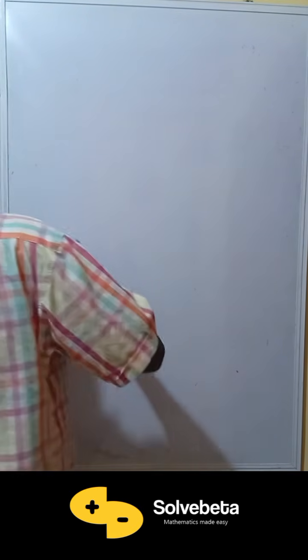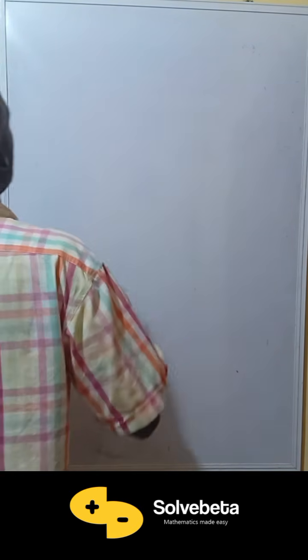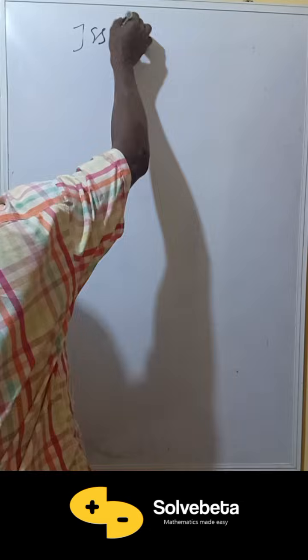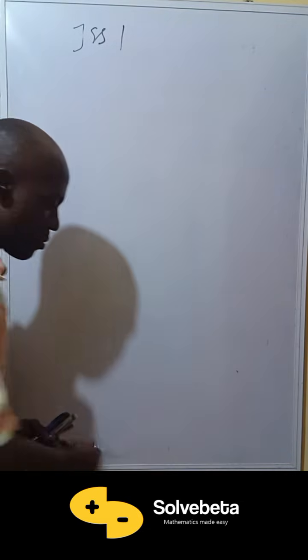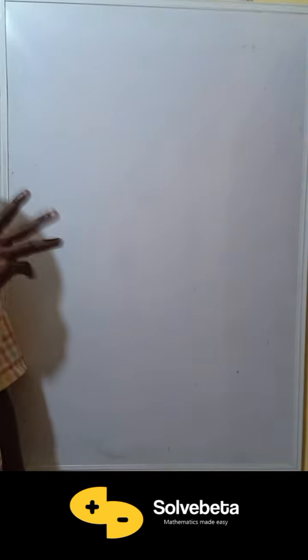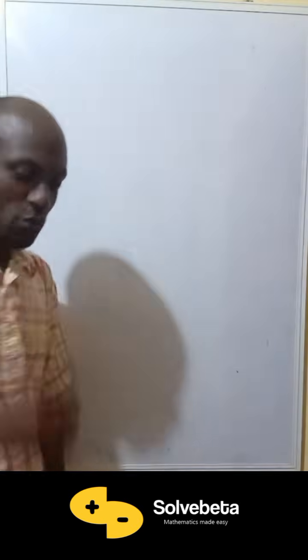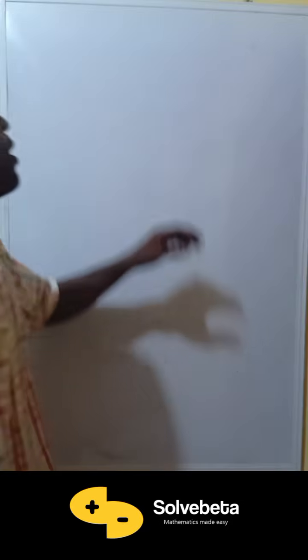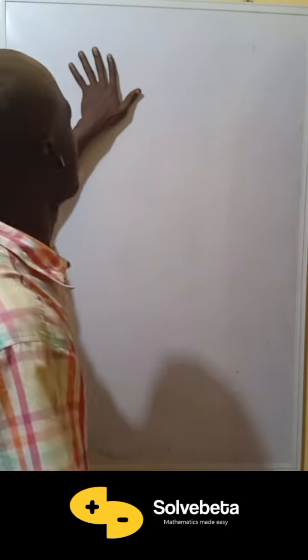This is JSS2. This is JS1 class. JS2, JS1. Basic 5 and JS1. 1, 2, 3. Hello there. Good day. 1, 2, 3, 4. Hey there. How are you? Welcome to Solvebeta summer coaching series.